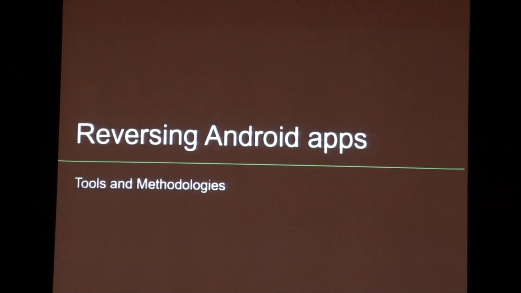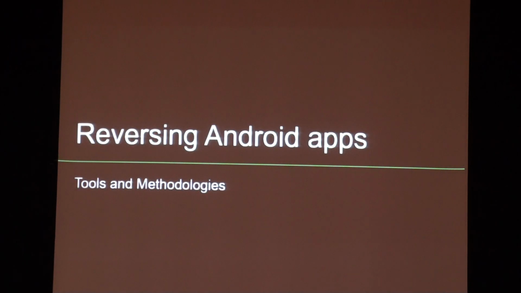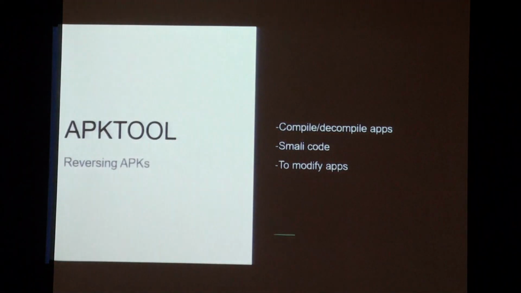Right, now let's look at some of the tools and methodologies that you can use to reverse Android apps. So APK tool, how many of you have heard about APK tool? Right. APK tool is largely used for compiling and decompiling applications. This is on the development side because we don't really get the source code here. This is when we want to modify an Android application.